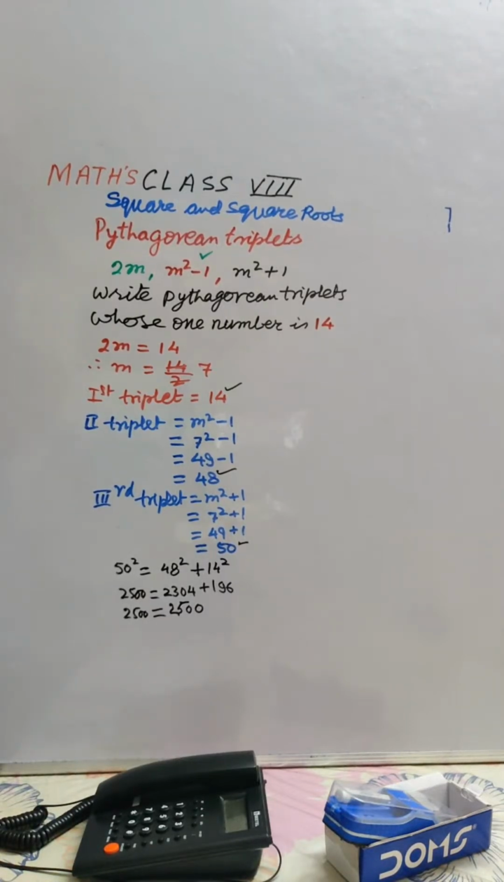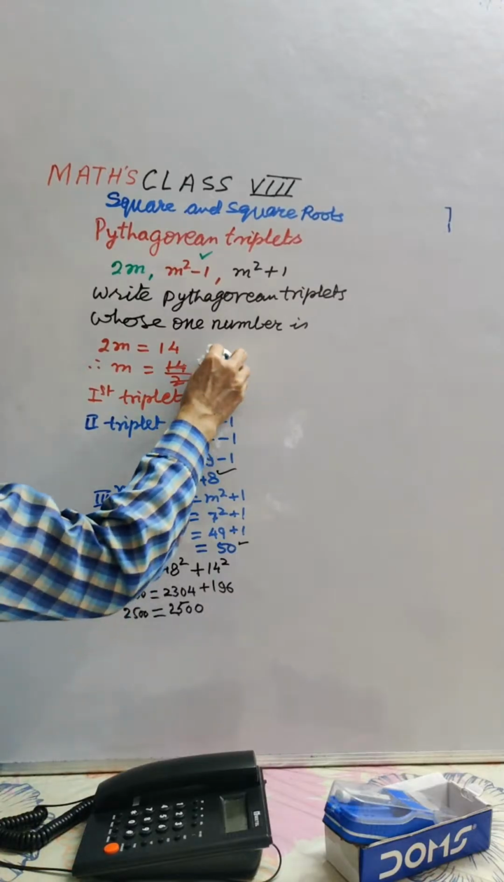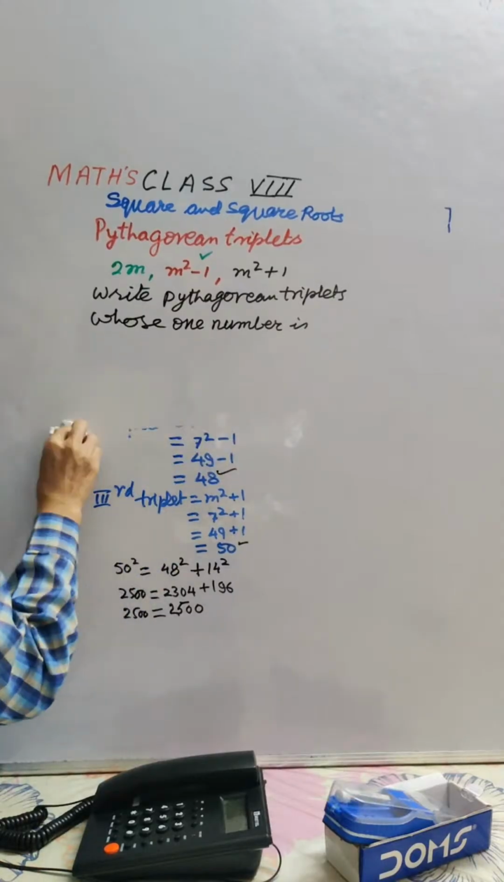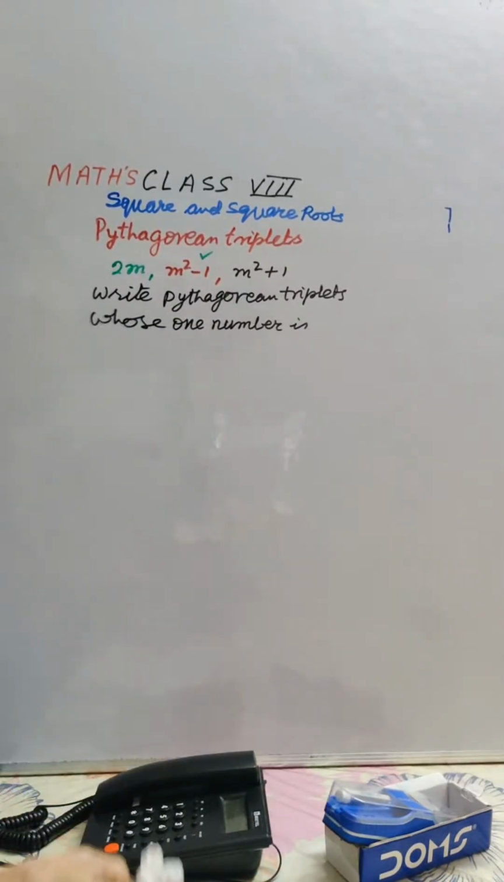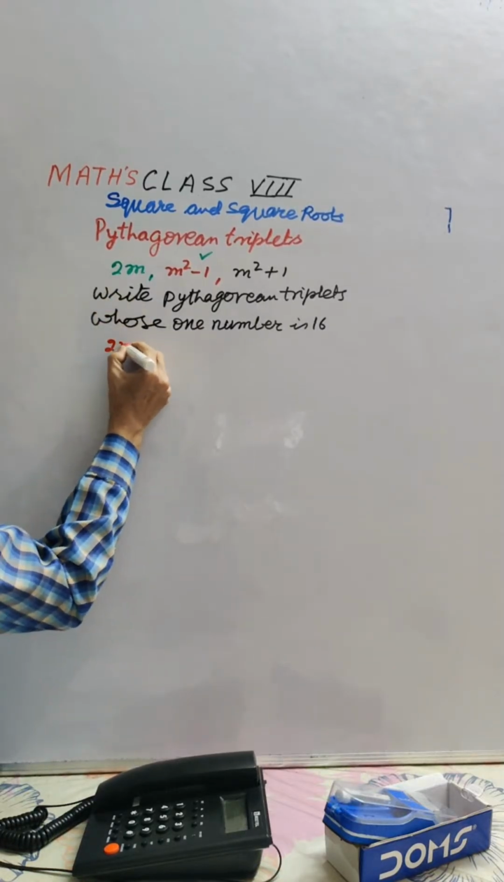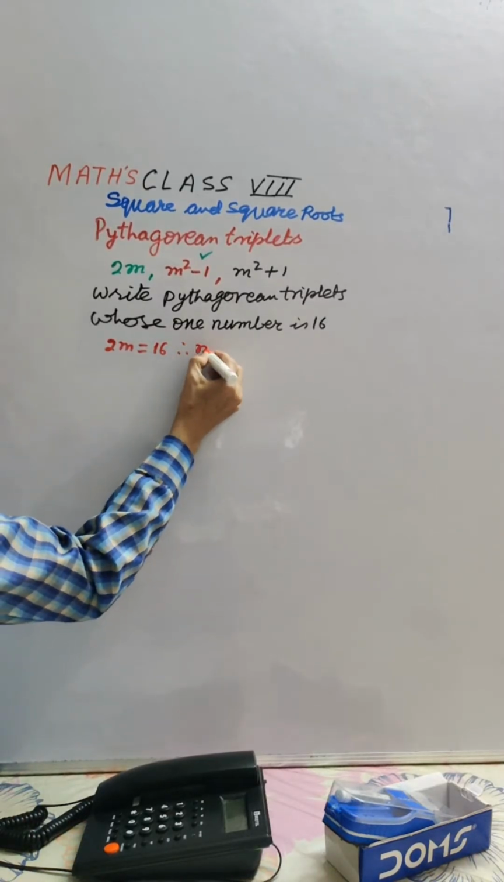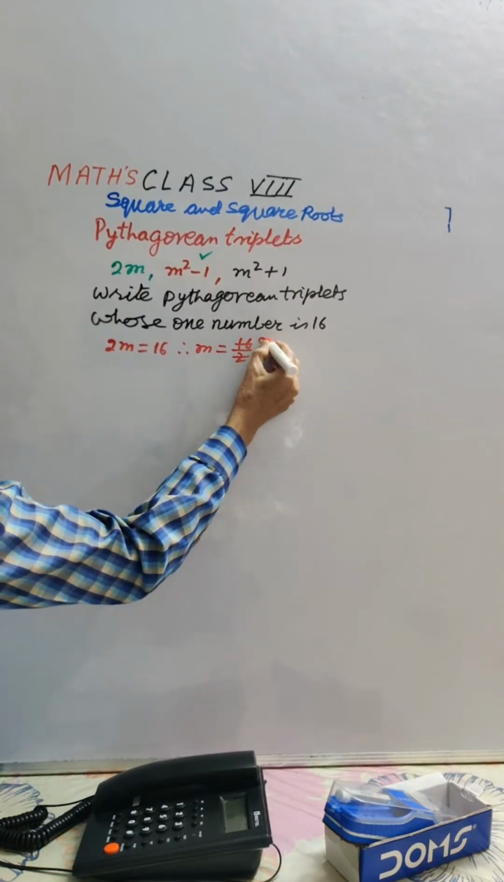Okay, now we shall see another number we are taking, which is 16. Instead of 14 we are writing 16. This is from class 8, exercise 6.2. So again we shall take 2m is equal to 16. Pythagorean triplets seem to be very difficult for some students, but it is not so difficult. We can easily find Pythagorean triplets using some skill. One member is 16 and we have to find the Pythagorean triplets. 2m is equal to 16. So therefore m is equal to 16 upon 2, that is 8.